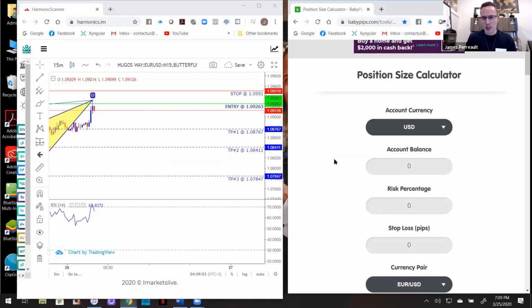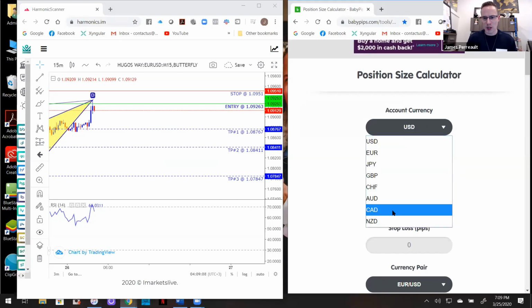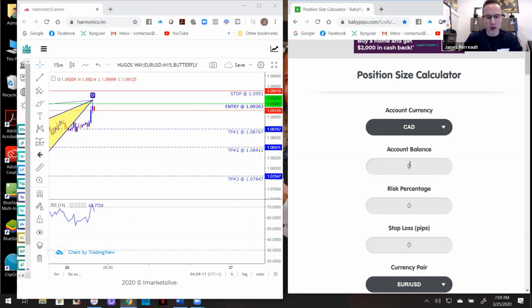Literally, guys, all you got to do is punch in the data. For account currency, I'm going to use Canadian. Let's say that we have $1,000 in our account, right? And then how much do you want to risk? This risk percentage, some educators say risk between 1% and 3% per trade. Some educators will say risk as much as 5%. Personally, I don't do more than 3%. 3% seems to be what I do, so I'll just do 3% for you guys. Then it's going to ask you what the stop loss is in terms of pips, right?